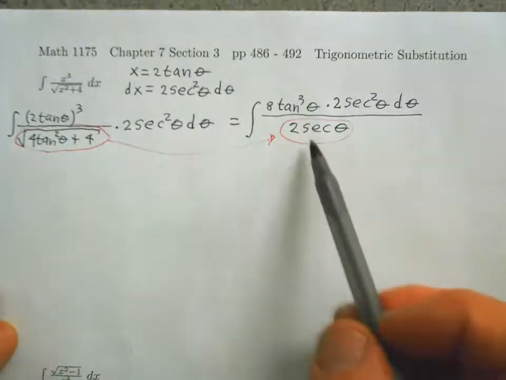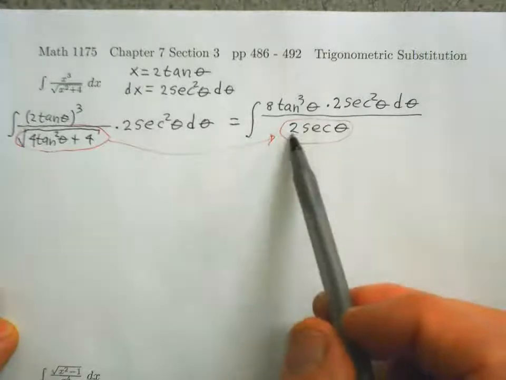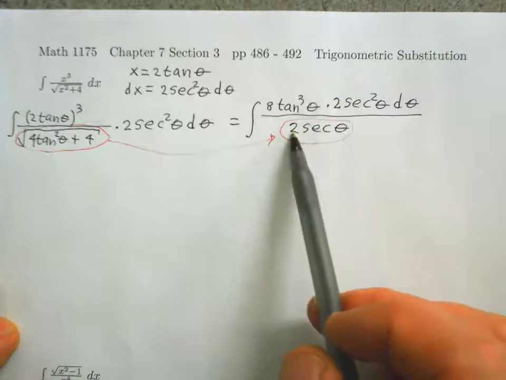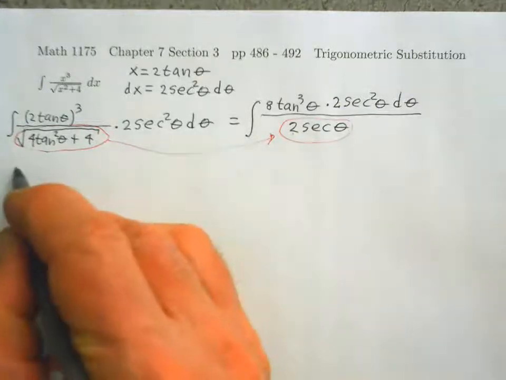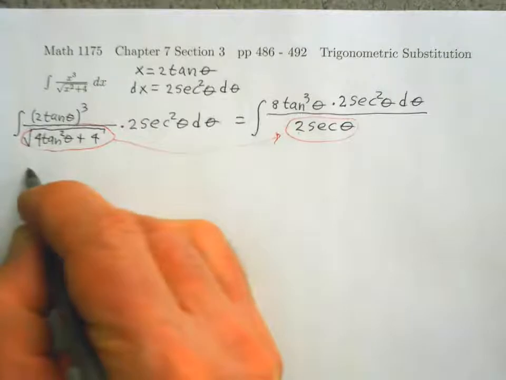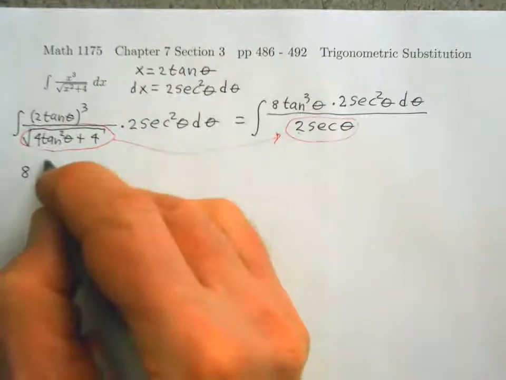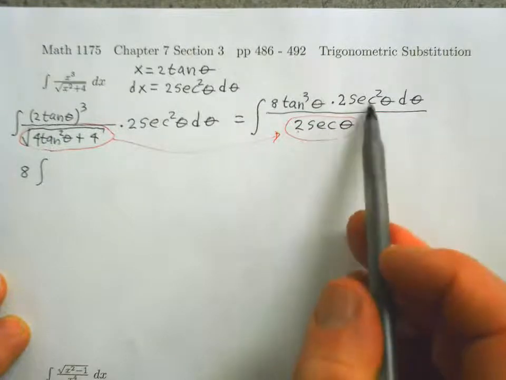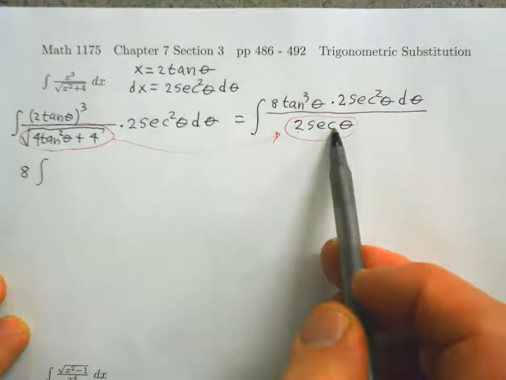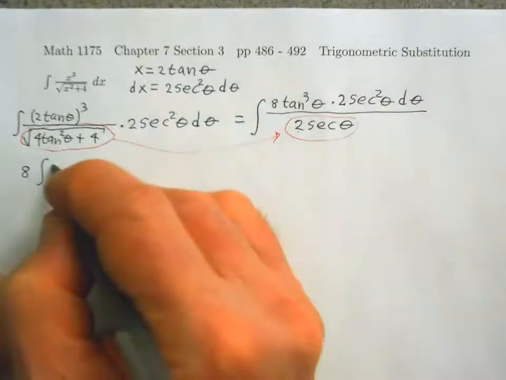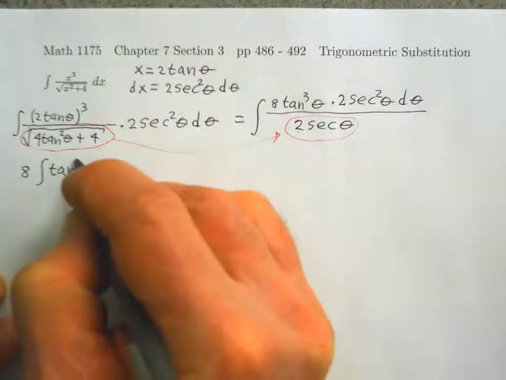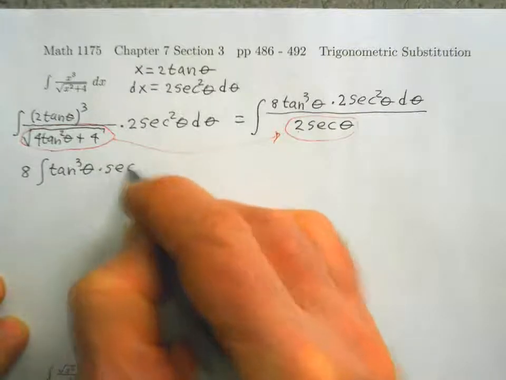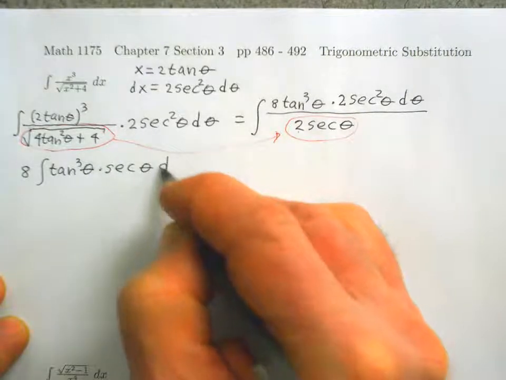Okay, so we can simplify the constant factors. In the numerator, 8 times 2 is 16, divided by 2 is 8. So I'll bring the factor 8 out front of the indefinite integral. We're going to get 1 factor of secant of theta to cancel. So we'll write this as tangent of theta cubed times secant of theta d theta.